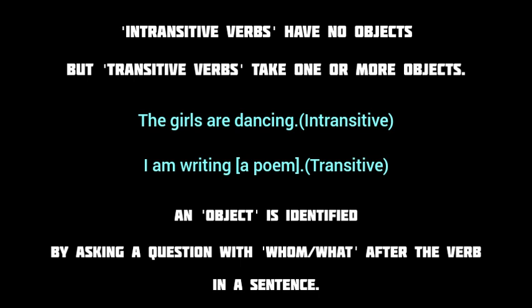We can identify the object in a sentence quite easily by just asking a question with whom or what after the verb. For example, I am writing what? The answer is a poem. So a poem is the object of the verb writing.